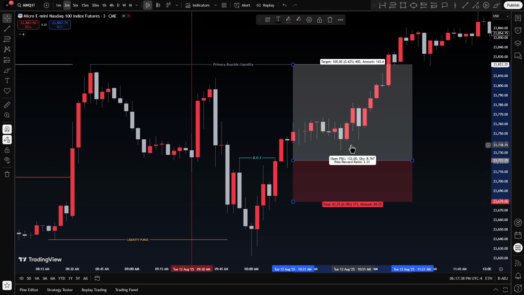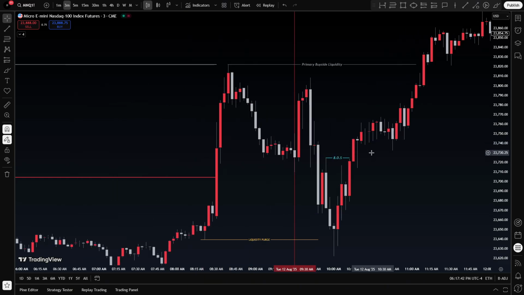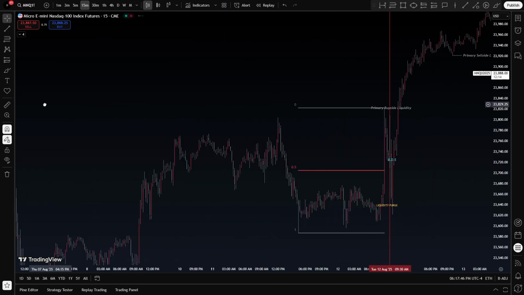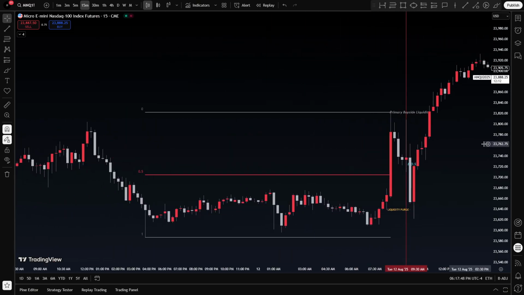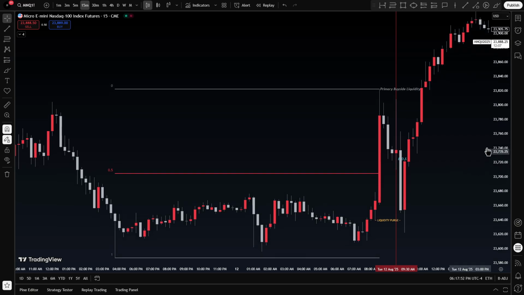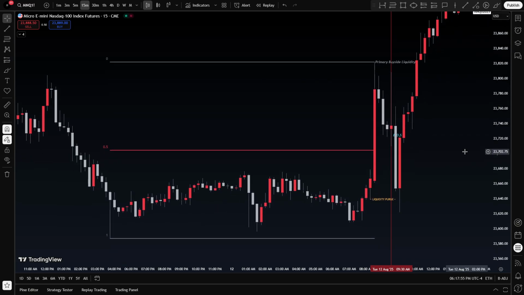But of course, this is in hindsight. We don't know what you would have done in real markets. But that is just an example right here, your second example of how you can use minor sell side or minor liquidity and primary liquidity to look for liquidity purges and to set targets for your trades. Real simple, isn't it?